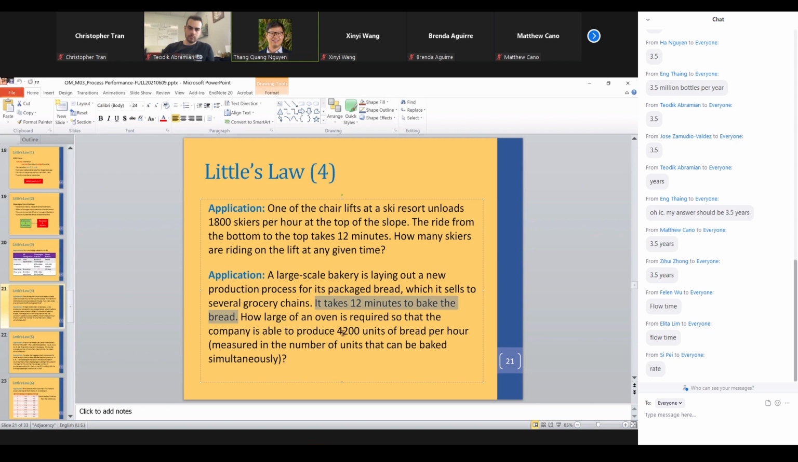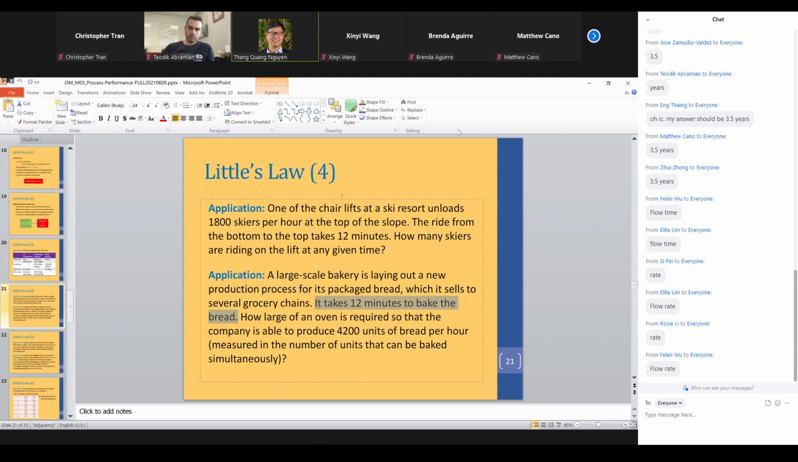To produce 4,200 units of bread per hour. So what is that this time? Is that inventory? Is that flow time, or is that flow rate? We always talk about the three metrics, right? So 4,200 is what? I got it from Elita, Belen, Rosie. I have the second device, so at least I can see something going on. But the first device, for some reason, I do not get it from the chat window.